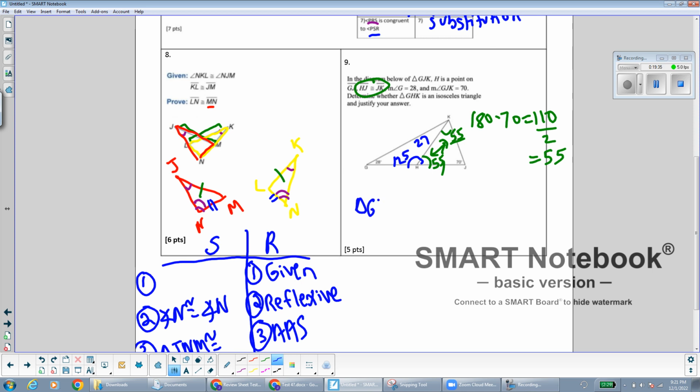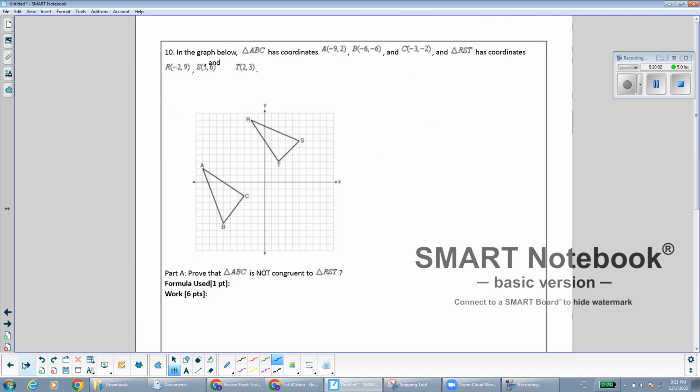Triangle GHK, that's this triangle here on the left, is not isosceles. It did not ask for an explanation. It just said to justify your answer. So just having calculations is enough to justify. It didn't say explain. It's not isosceles because it doesn't have any equal angles. And if it has no equal angles, that means it has no equal sides.